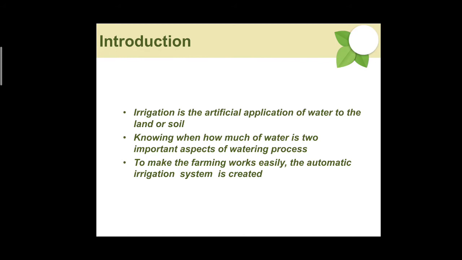Introduction. What do you mean by irrigation? Irrigation is the artificial application of water to the land or soil. Knowing the requirement of water for a plant is an important aspect of watering process. An automatic irrigation system does the work quite efficiently. Once it is installed in an agricultural field, the water distribution to the crops becomes easier and does not require any human support to perform these operations.